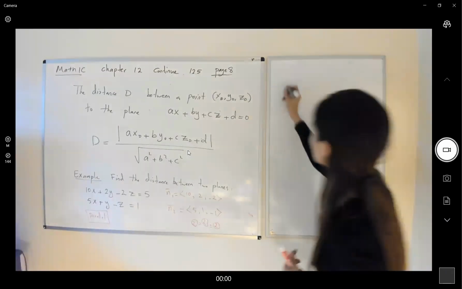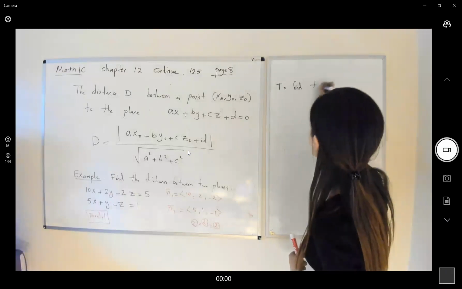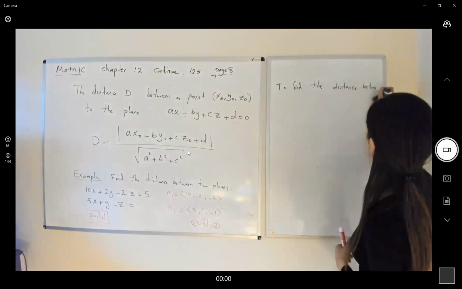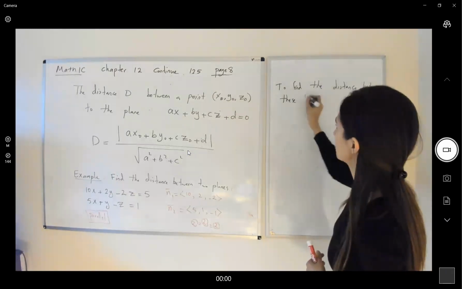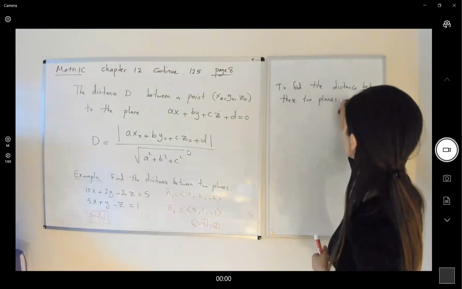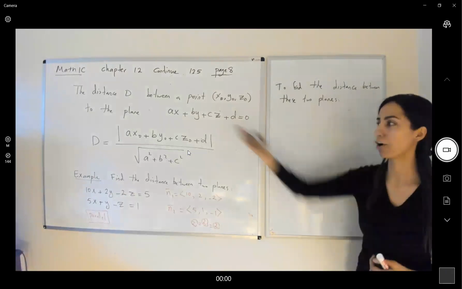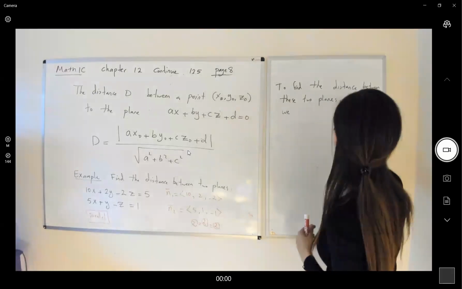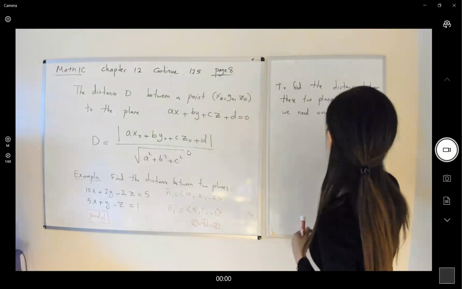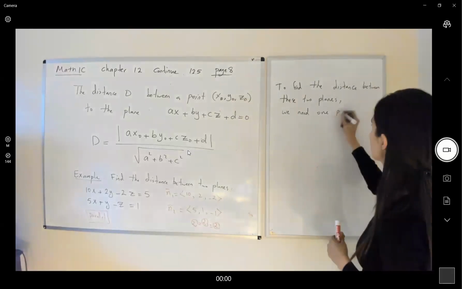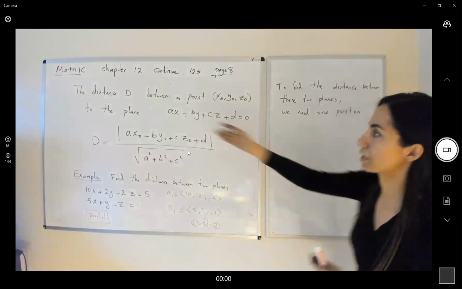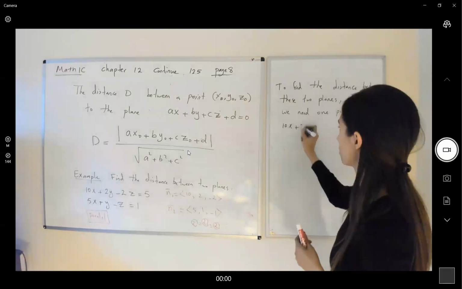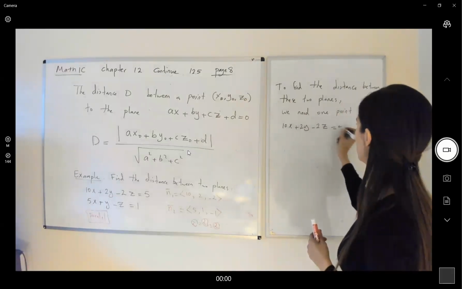Very well. To find the distance between these two planes, what do we need? We need one point on one of these planes and the equation of the second plane. We need one point, any point, on, for example, the first plane, 10x plus 2y minus 2z equals 5.